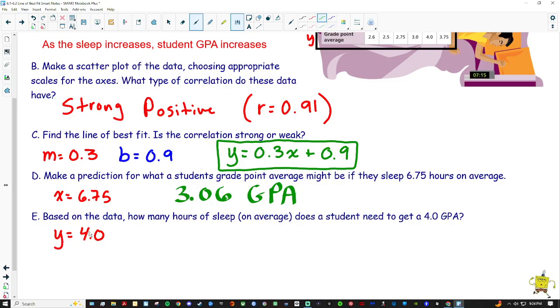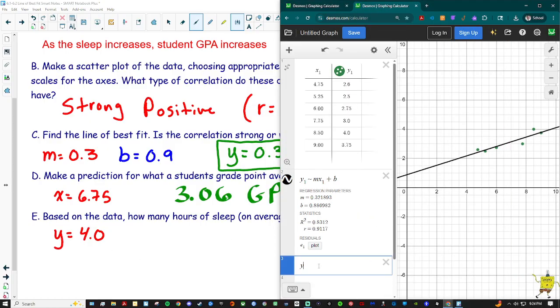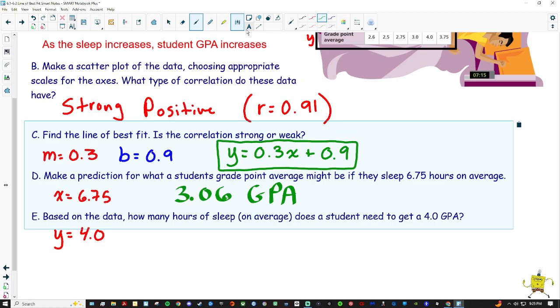E is now the opposite. They gave us our GPA, which is a y value. So I'm going to type in y equals 4.0. If you want to get a 4.0 GPA, you would need to get about 9.67 hours of sleep.